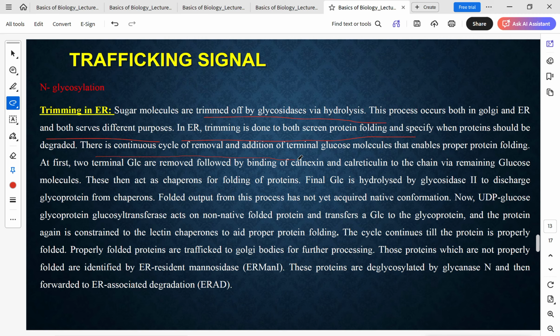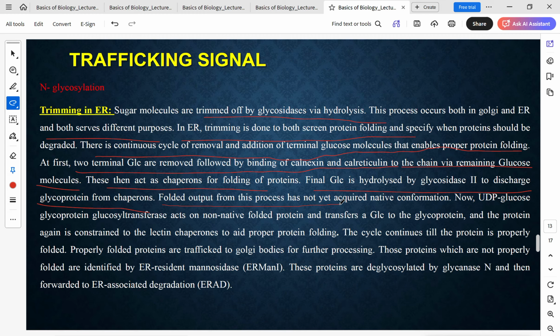There is a continuous cycle of removal and addition of terminal glucose molecules that enables proper folding. At first, two terminal glucoses are removed, followed by binding of calnexin and calreticulin to the chain via the remaining glucose molecules. These then act as chaperones for folding of proteins. The final glucose is hydrolyzed by glucosidase 2 to discharge the glycoprotein from the chaperones.